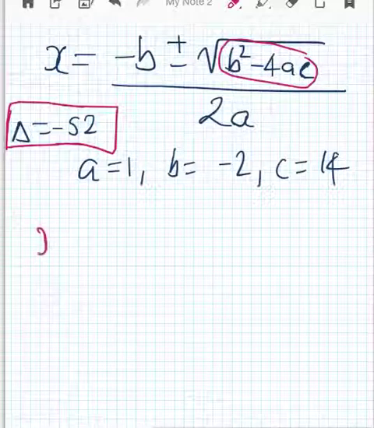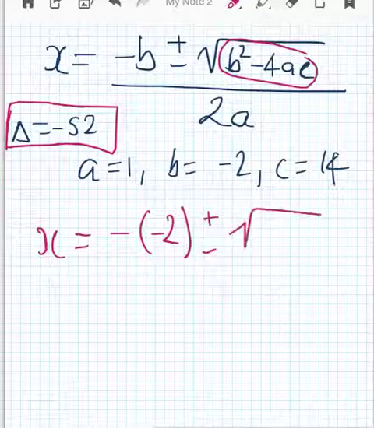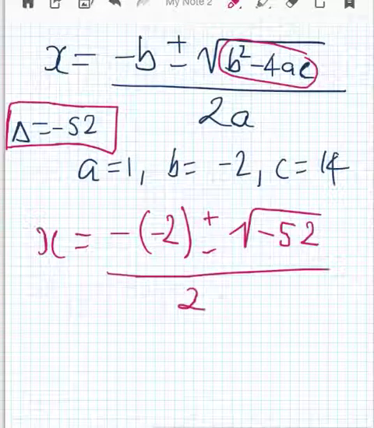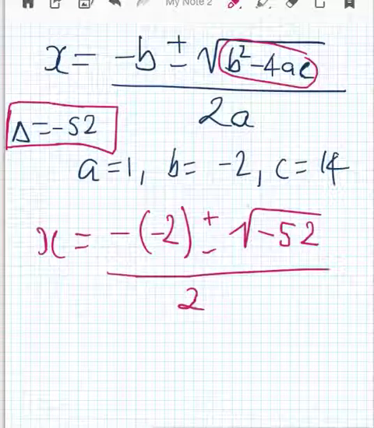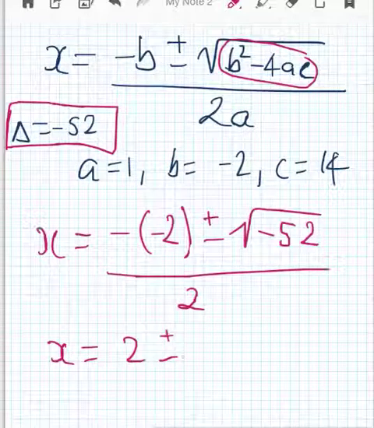So we end up with x equals minus b, which is minus negative 2, plus or minus, and remember we worked out this part. We got negative 52. So in here it's negative 52 over 2 times a. And 2 times a is just 2 because a is 1. So I'll leave the 2 there. Now, we're going to continue simplifying this. I'll fix that so it's not so far down. Now, 2 negatives make a positive, so we end up with x equals positive 2 plus or minus the square root of negative 52 over 2.